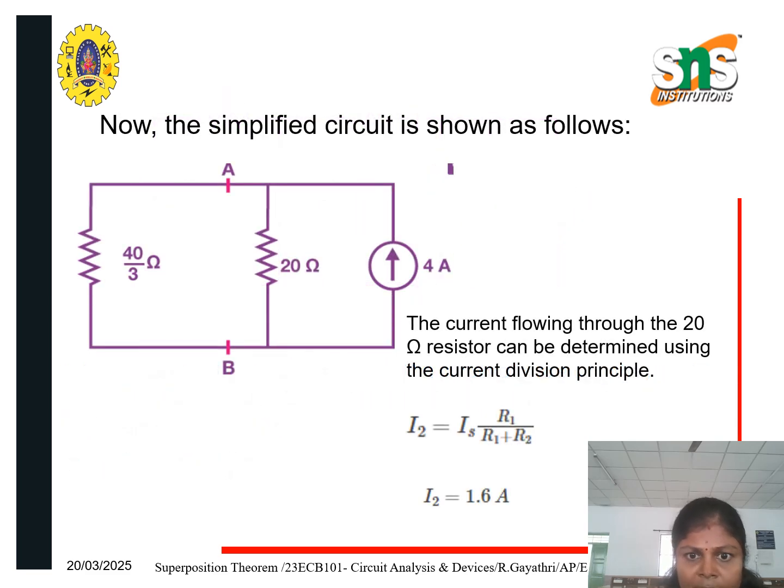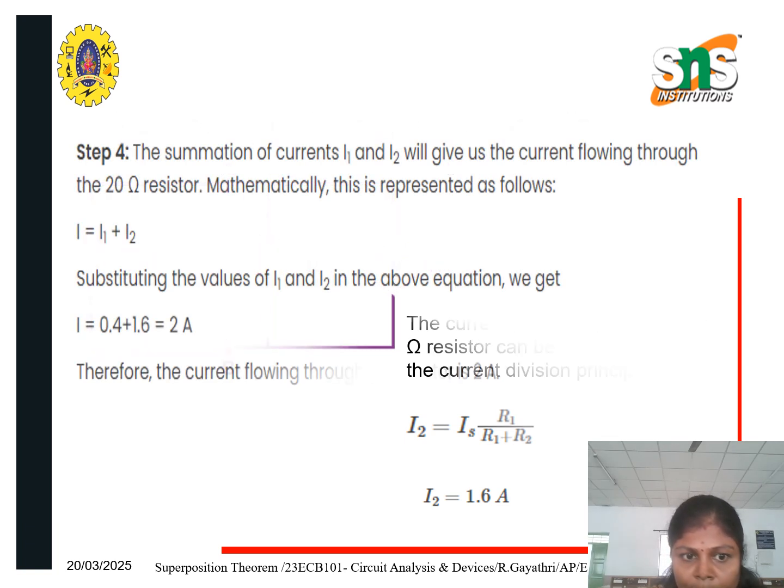Now the simplified circuit is shown in the figure. The 40 by 3 ohm, then the terminals A and B, and the 20 ohm resistor along with the 4 ampere current source. Then the current flowing through the 20 ohm resistor can be determined by using the current division principle. The current I2 is equal to IS, the total current, into R1 divided by R1 plus R2, which is equal to 1.6 ampere of current flowing.